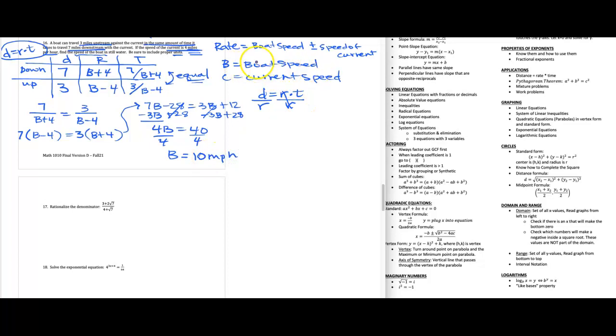Because we said that it's our boat speed that we're trying to find. So that needs to be written in miles per hour because that's what we're dealing with, right? It gives us miles and it gives us hours. And so we know that's going to be in miles per hour. So our boat speed is 10 miles per hour.